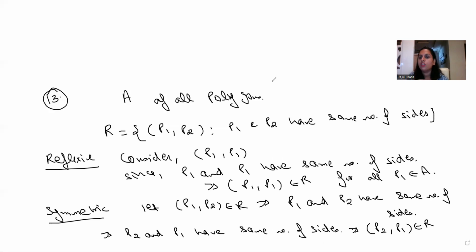Let P1, P2 belong to R. This implies P1 and P2 have the same number of sides. So if P1 and P2 have the same number of sides, then P2 and P1 also have the same number of sides, and this implies P2, P1 belongs to R.